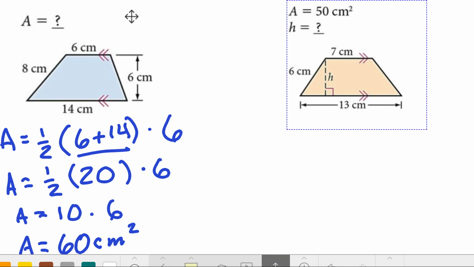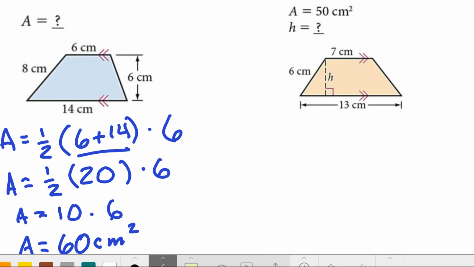And that's the answer to the area of the blue trapezoid. Now we're going to move on to the orange trapezoid we have here. So we see that the area is 50 centimeters, and we see that the two bases are 7 centimeters and 13 centimeters. So with that information, we are going to plug them into the formula, where area equals 1/2 base 1 plus base 2 times height.